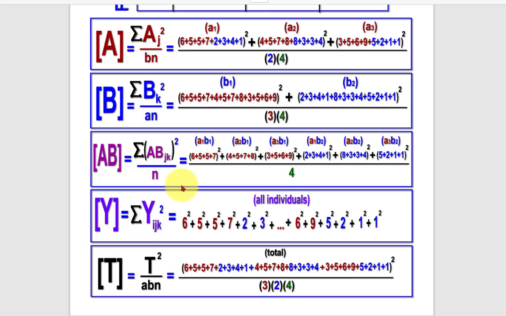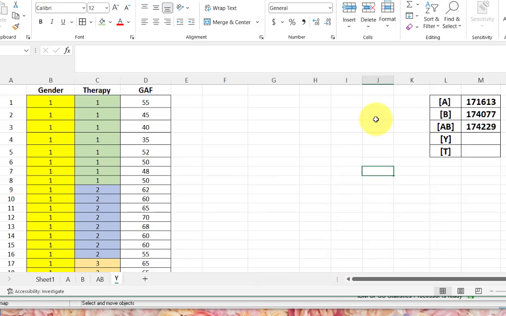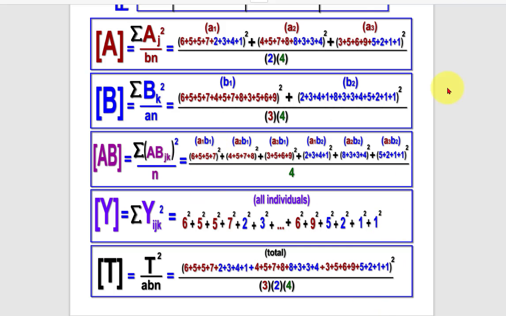Okay, Y squared. So we square them all up individually first and then add them up. And we don't divide by anything. We actually divide by 1, but it's all individuals. It's considered a single group, so we're not going to really divide by anything. So we're going to square them first, add them up second.